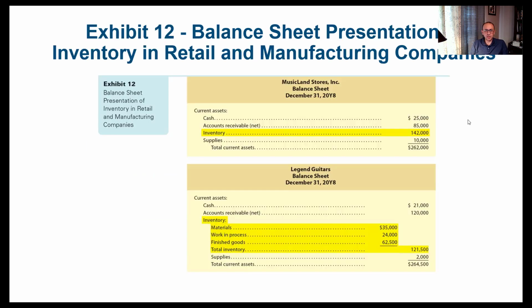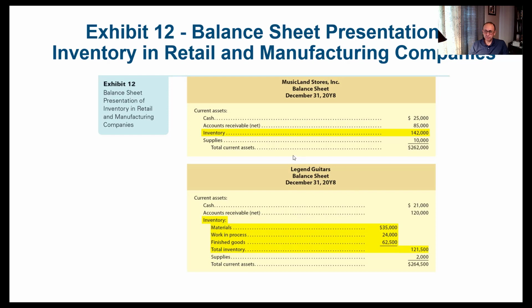So here we have an example for a retail business. It's called Musicland Stores Incorporated, the balance sheet for year 8. You see here that under current assets, they have the simple inventory item that we're used to in financial accounting. Not really different. This is one of the assets that we present, typically one of the current assets.